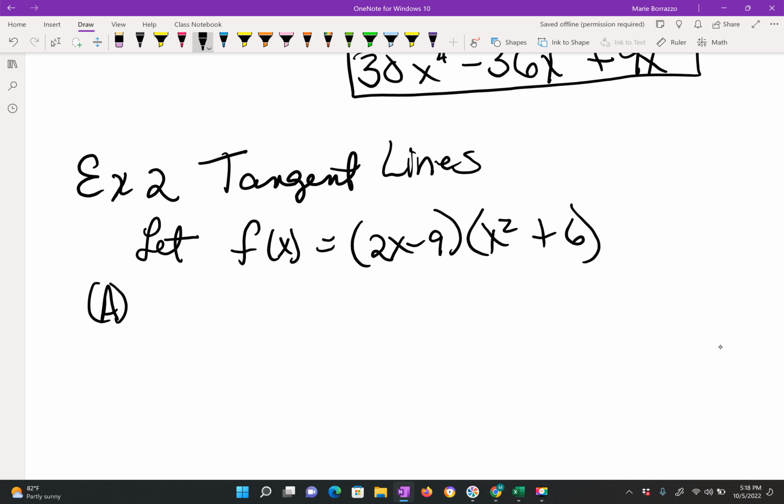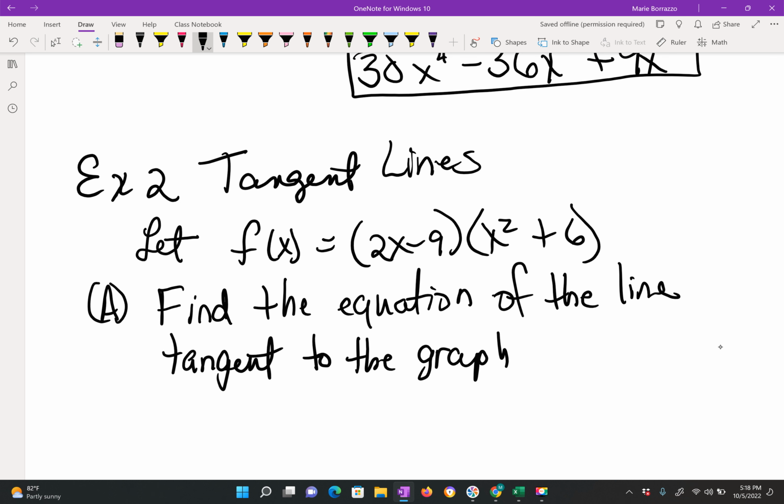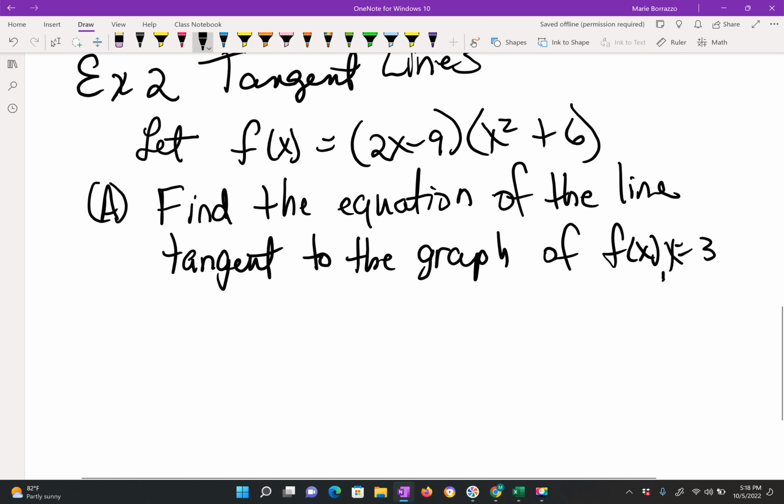For part A, we have: find the equation of the line tangent to the graph of f of x at x equals 3. All right, so that's the first part of what they're asking us.